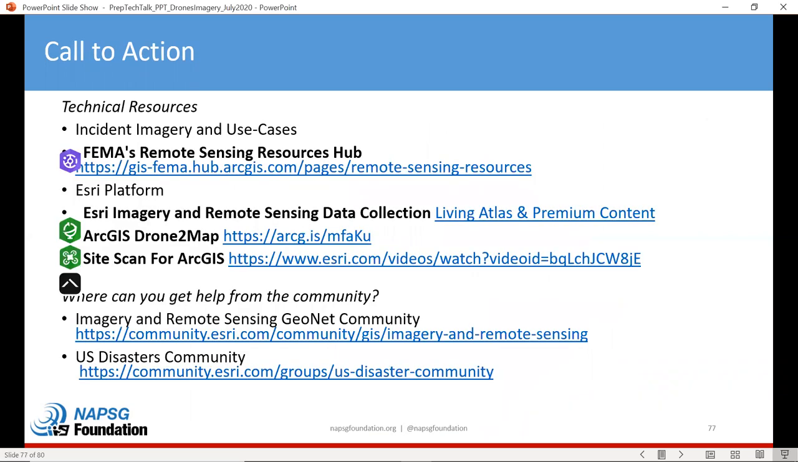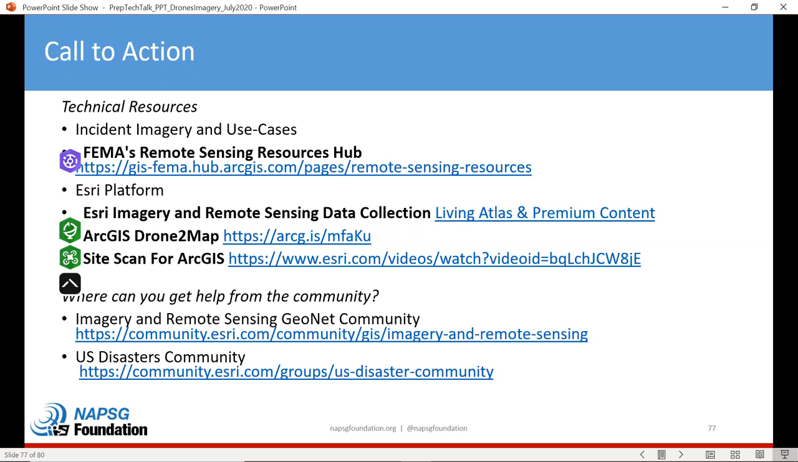So with that, for technologists and geospatial analysts, there are a lot of resources on available technology and platforms to aid you in using imagery. And this is by no means an exhaustive list, but a few that we wanted to highlight. First, FEMA has recently launched their Remote Sensing Resources Hub, and this is a great resource to understand the types of imagery collected for disasters based on size and scope, as well as for what purpose they are most appropriate for. And you can explore by type of imagery collection or hazard type and see more examples of how imagery and AI was used in recent disasters.